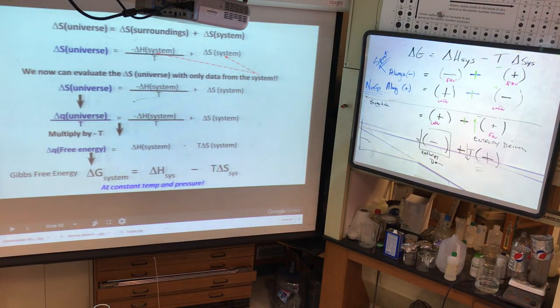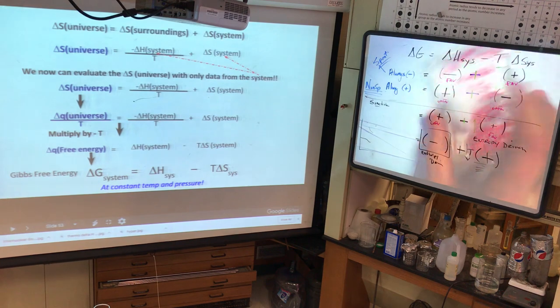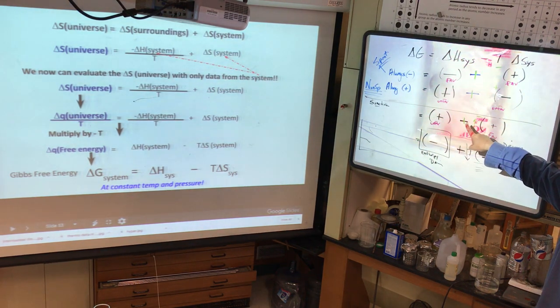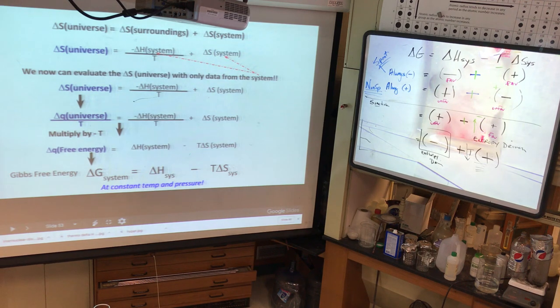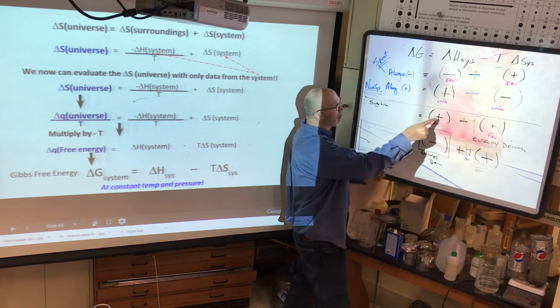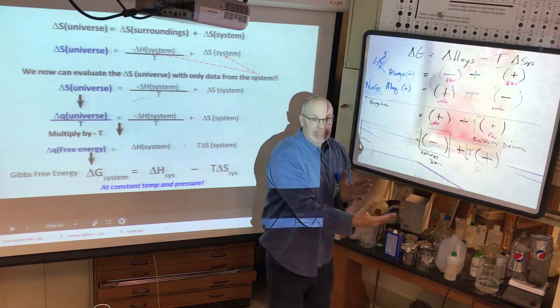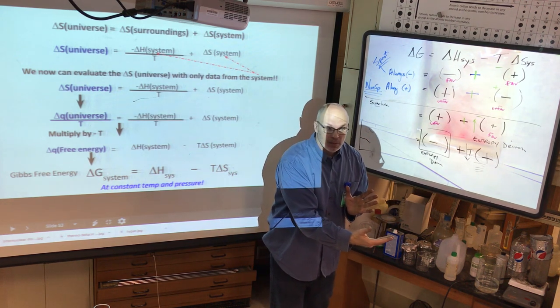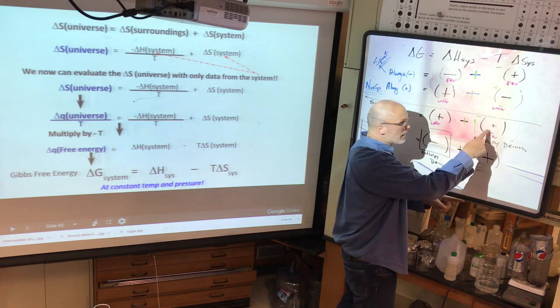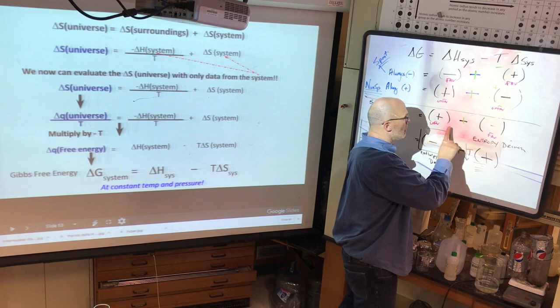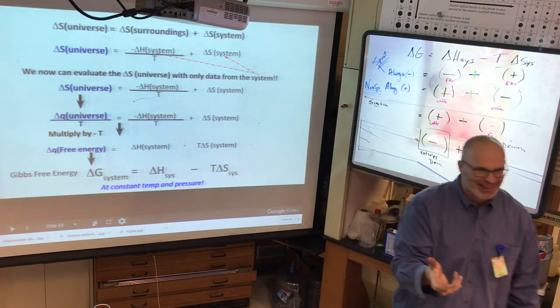What's happening? It's crystallizing. Am I going against the universe? It's happening, isn't it? But what's happening to my sign here? For it to go from a liquid to a solid, what's happening to delta S? A liquid to solid, what's happening to delta S? Yes, it's bad.